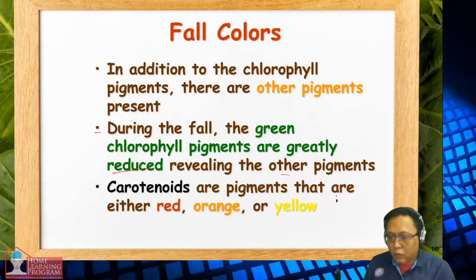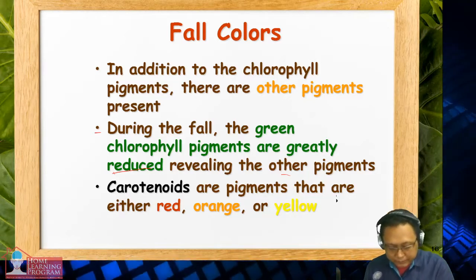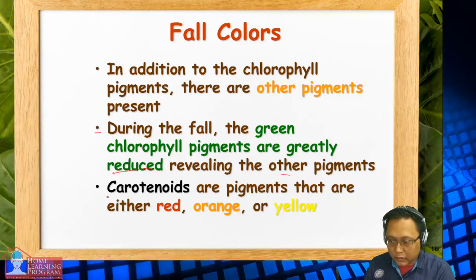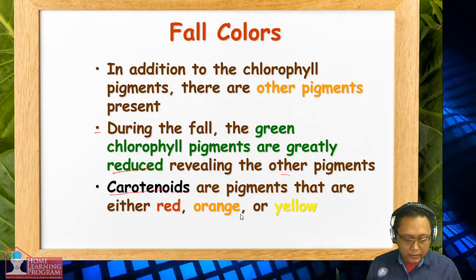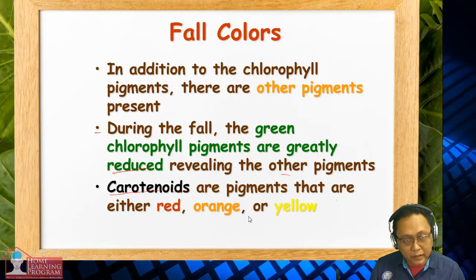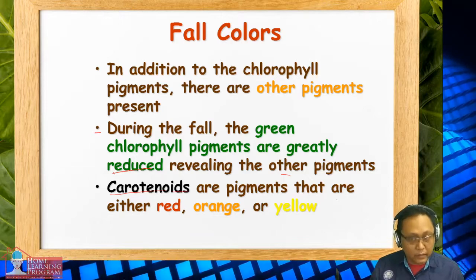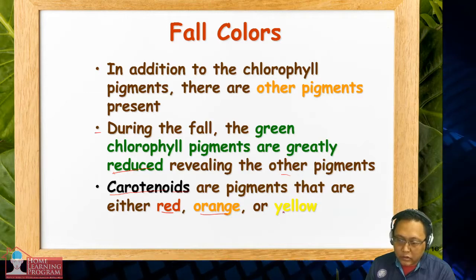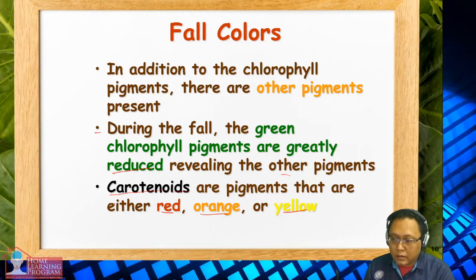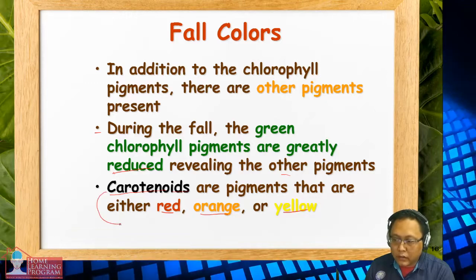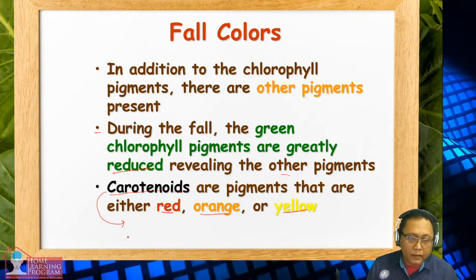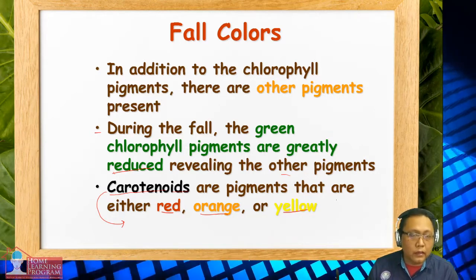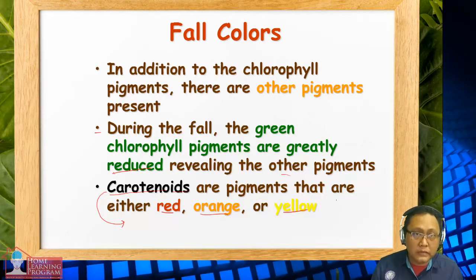Now, one of the other photosynthetic pigments is the carotenoids. These are the molecules, or the pigments, that give the fall leaves their color, because carotenoids are either red, orange, or yellow. Naturally, carotenoids are also pigments that can be found incorporated in other parts of plant structure. So not only the leaf.